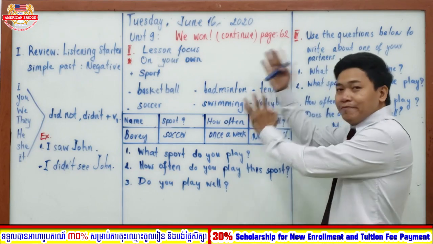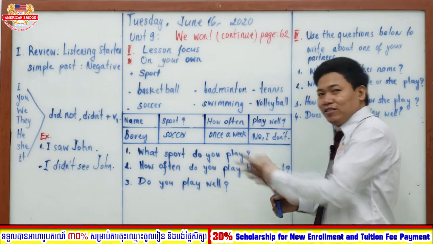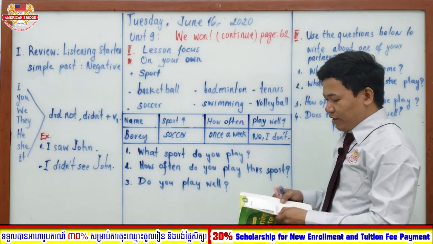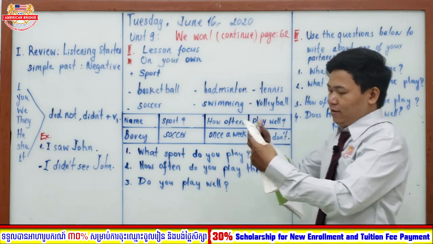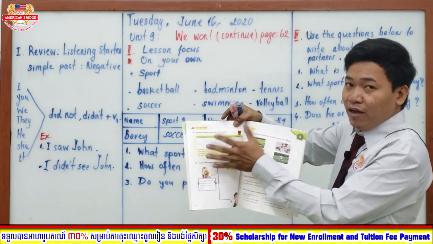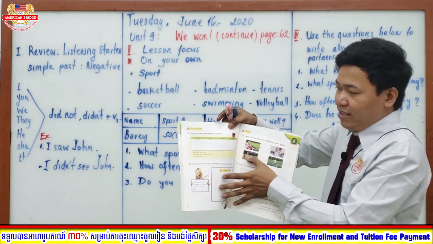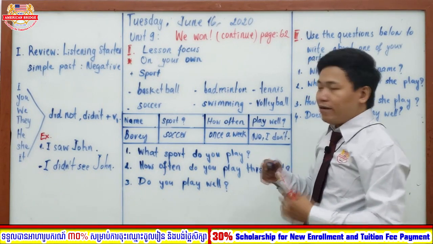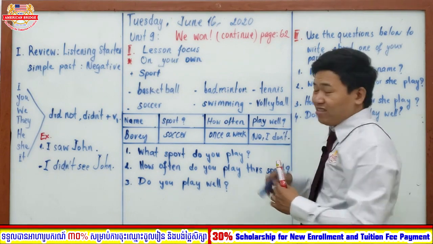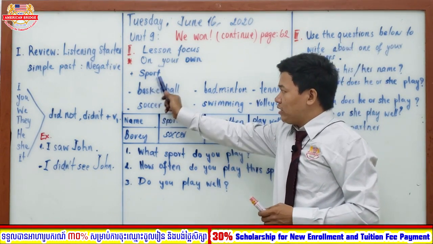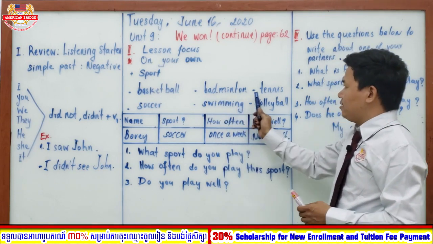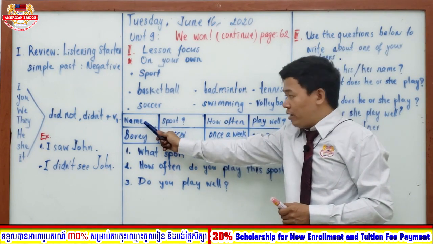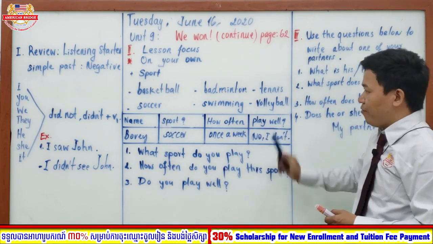So now you have learned about this already. You can use these questions to write in your notebook or textbook. You can see this kind of question in our textbook as well. Use these questions to reflect on yourself, or you can write about your friends and fill in the blank. Before we move on, let's read one more time before we start our exercise practice. Sport: basketball, badminton, tennis, soccer, swimming, volleyball. You can put name, sport, how often, play well.